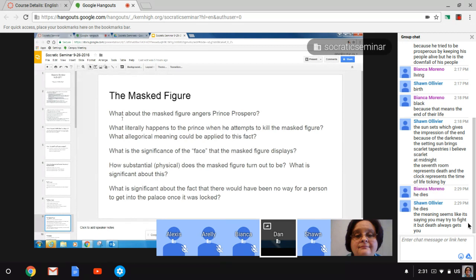Okay, how substantial or physical does the masked figure turn out to be? Is this masked figure a human being? What is this masked figure?